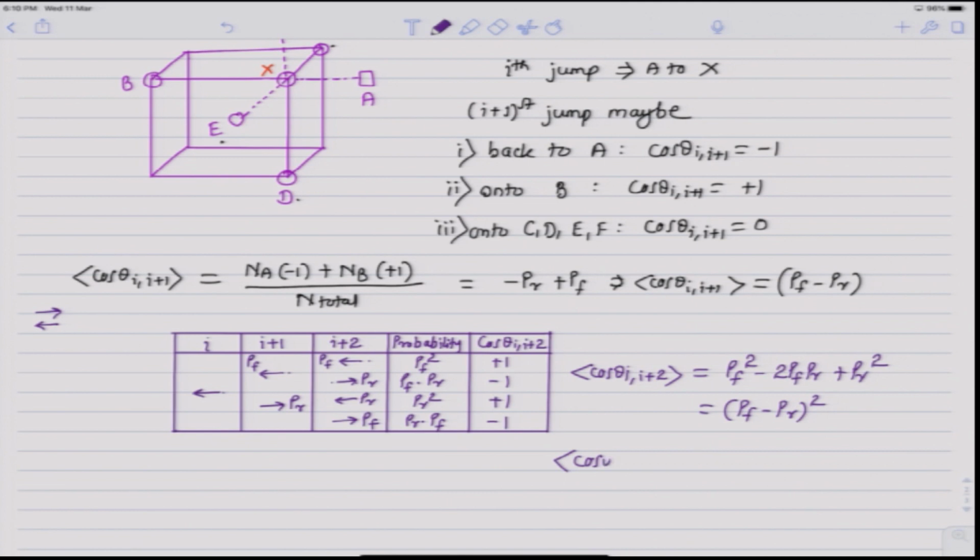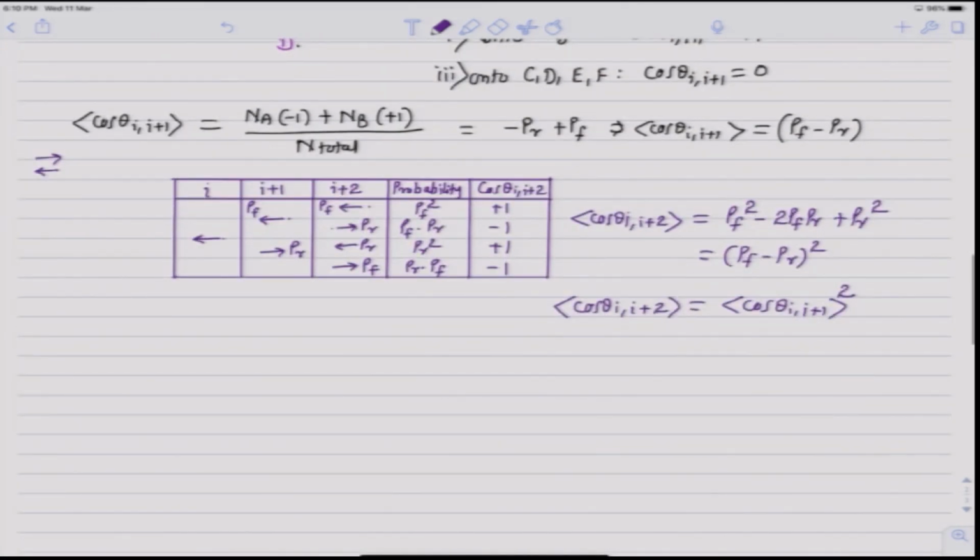So, we can show that the average of cos theta i+2 should be equal to the average of cos theta i+1 squared. We can keep doing this for the i+3, i+4 jump, and we can show that the average of cos theta i+j should be equal to the average of cos theta i+1 to the power j, and this we can show for any cubic lattice. So, we have shown that the average of cos theta i+j is equal to the average of cos theta i+1 to the power j for any cubic lattice.